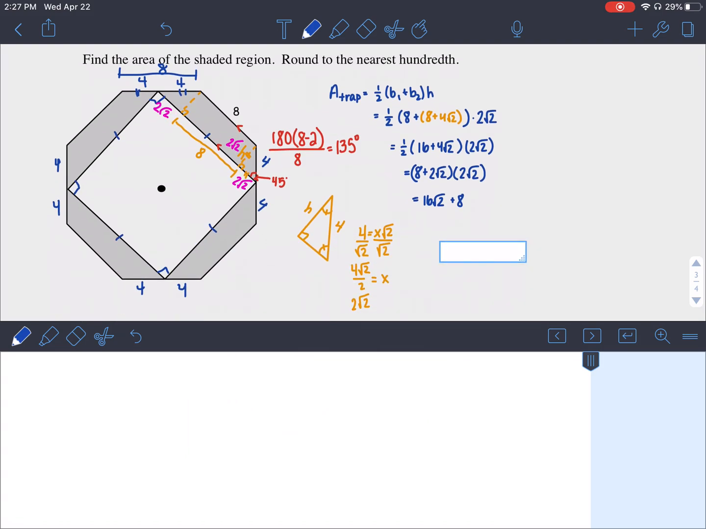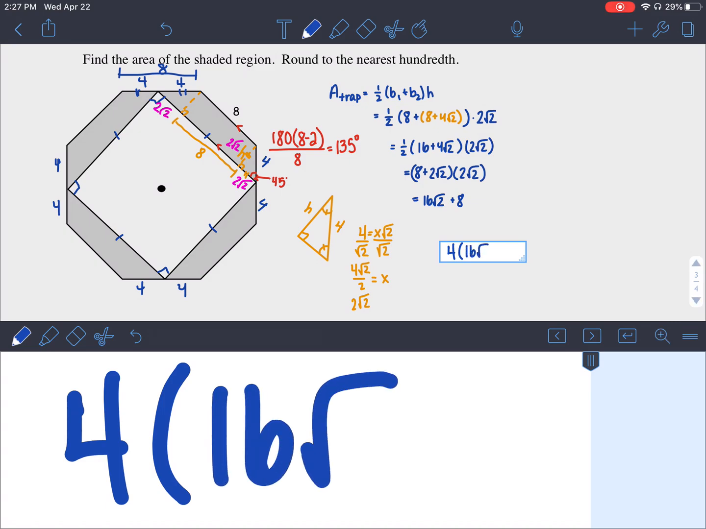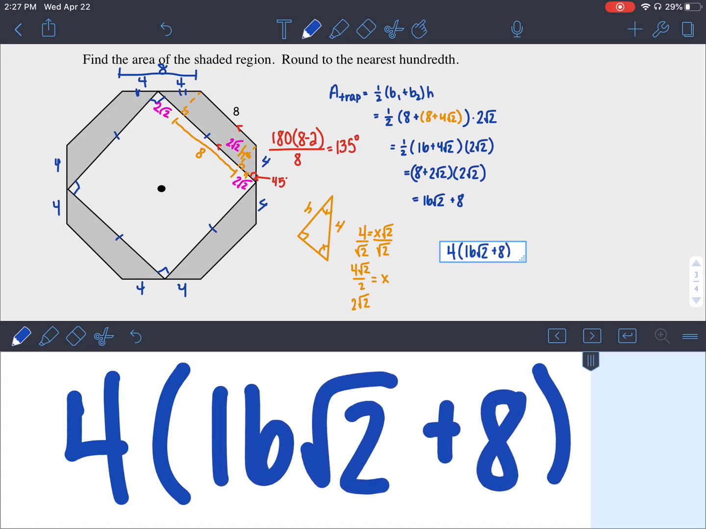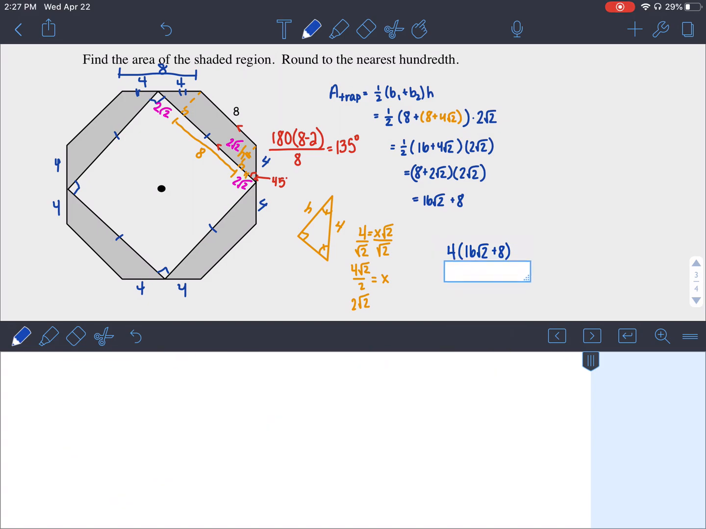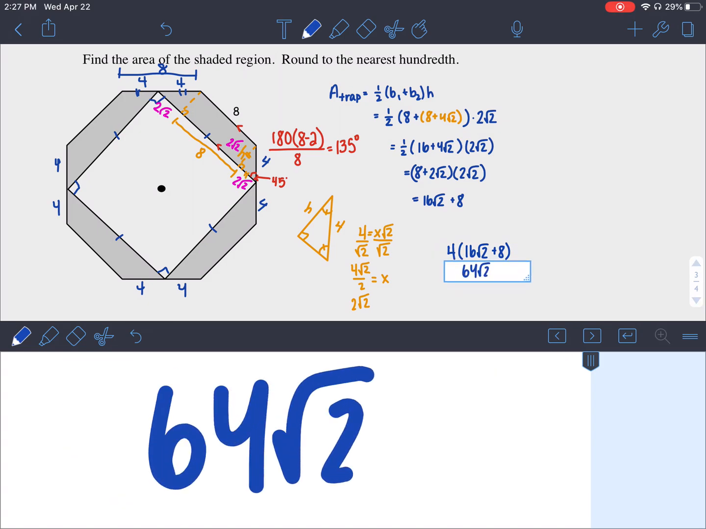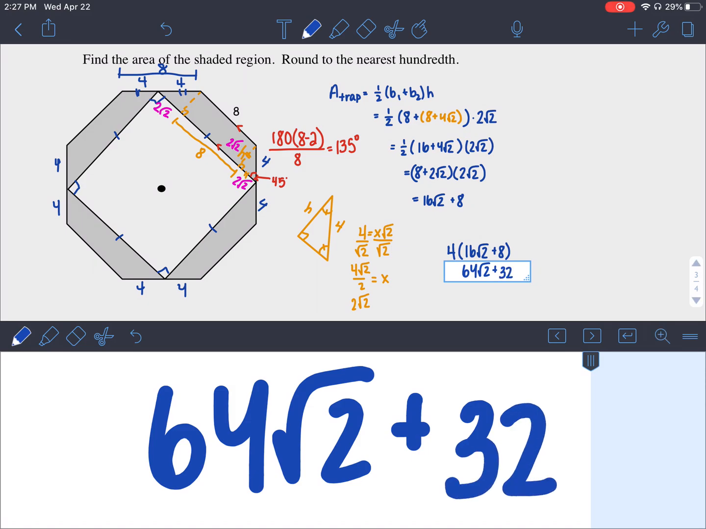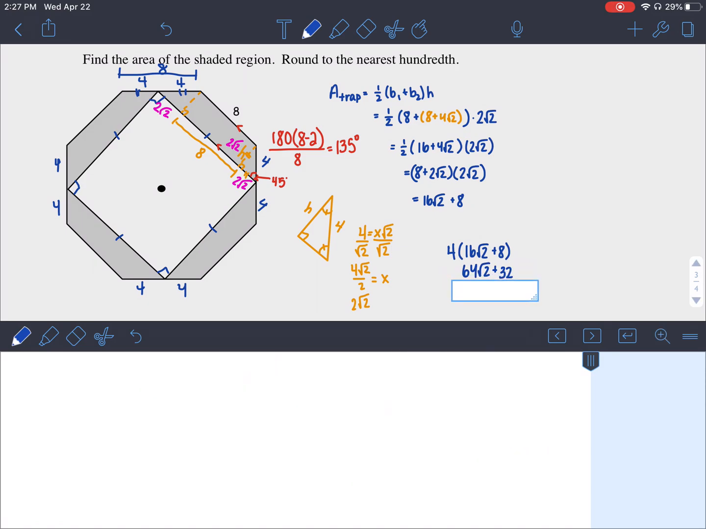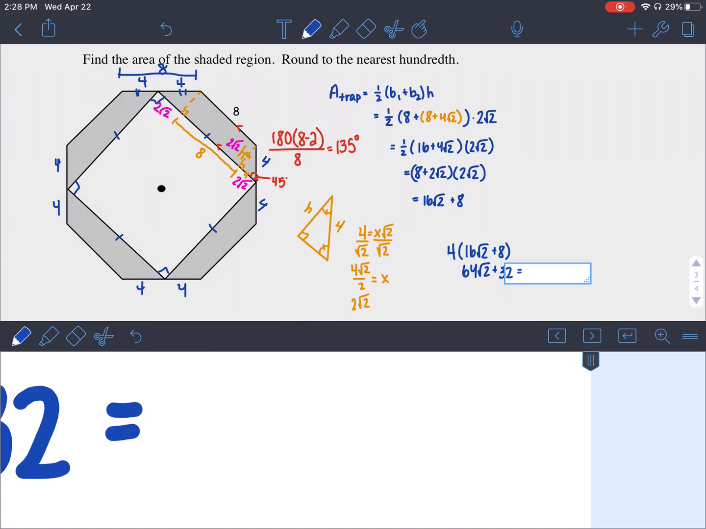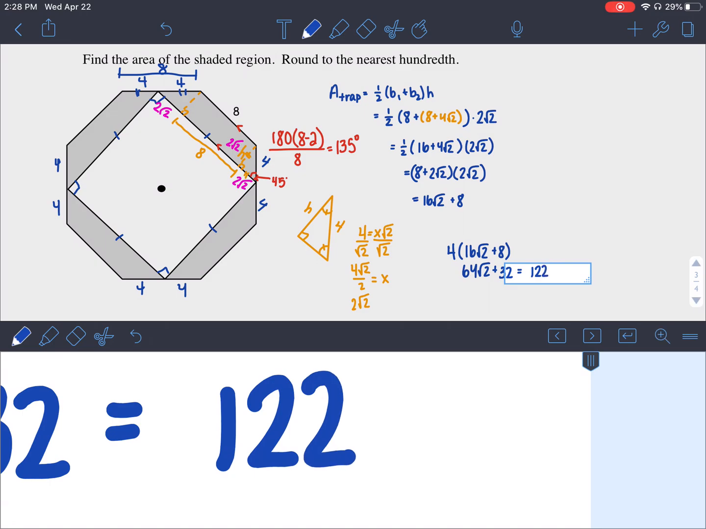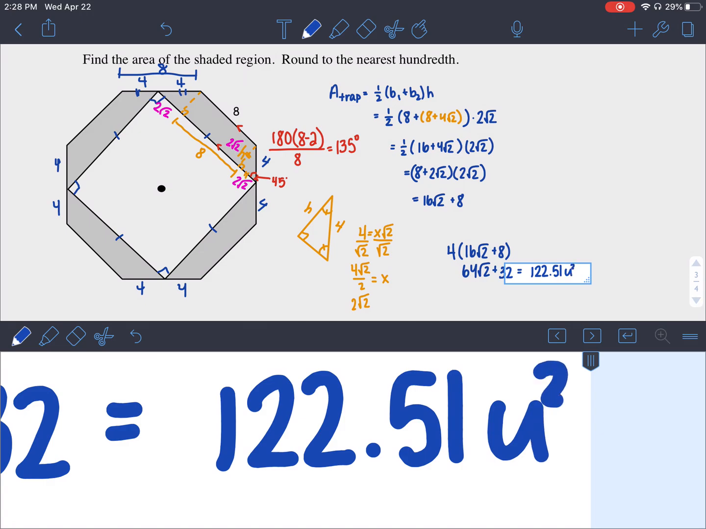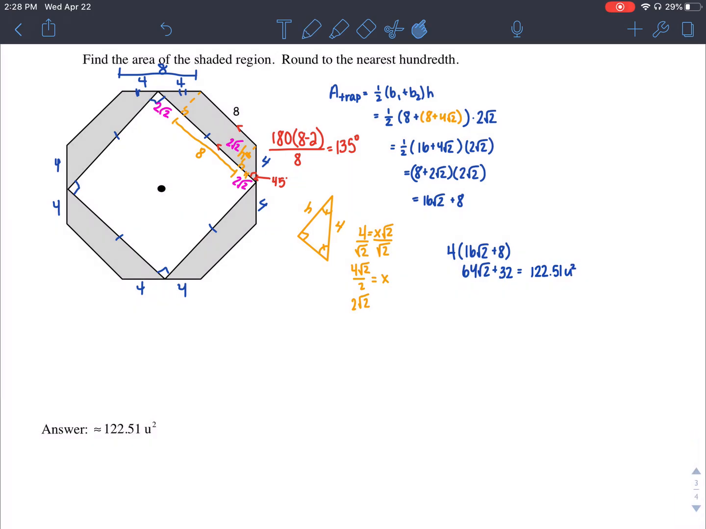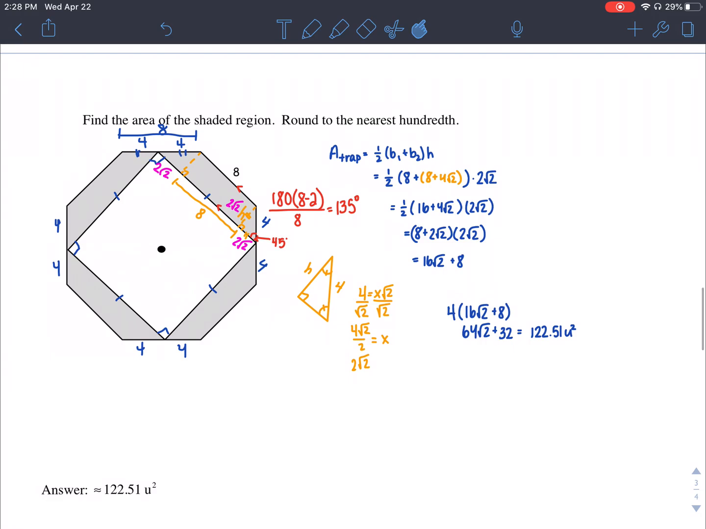So now, since there's 4 trapezoids, I'm going to do 4 times that quantity that we just found, which is 64 root 2 plus 32. It did say round to the nearest hundredth, so we actually were able to find the exact right there. If we round to the nearest hundredth, when I put that into my calculator, I get 122.51 units squared. And that's problem number 5.